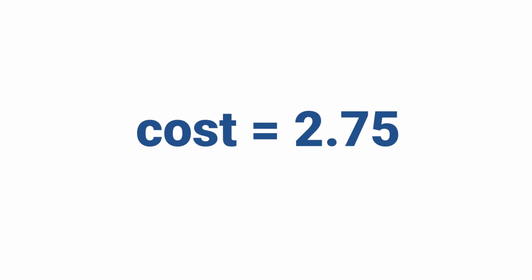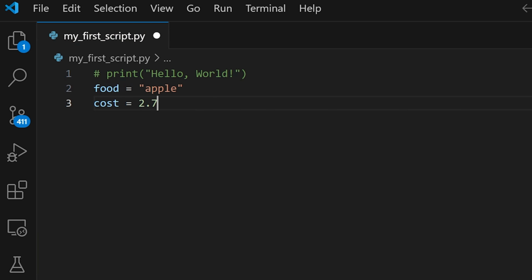But variables aren't just for strings. They can be other data types as well. For instance, cost equals 2.75 stores the float 2.75 in a variable called cost. You can use this throughout your code, and it's much easier than writing out the number over and over again.